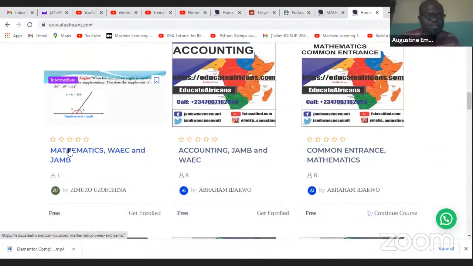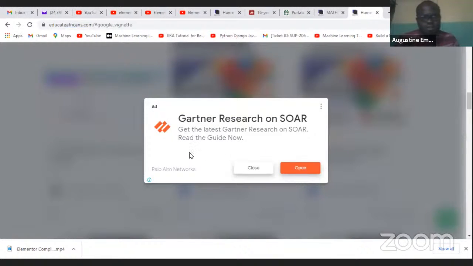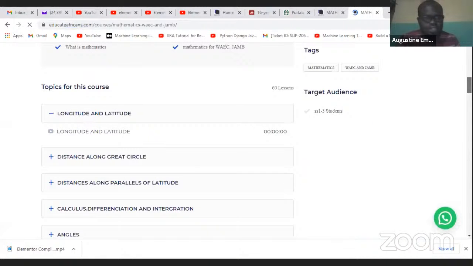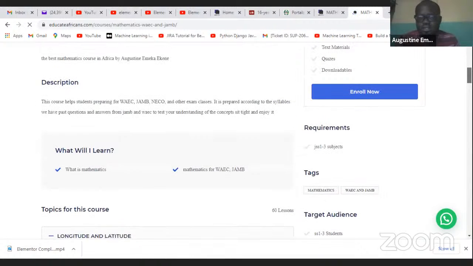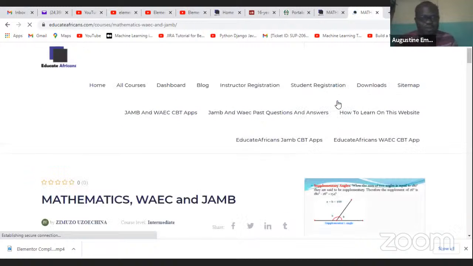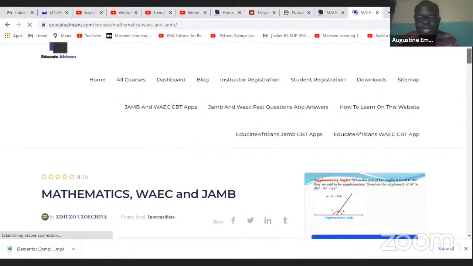Please, this is the mathematics we are using now, this very first one. Take notes. That is what we are using now, okay? I'm going to scroll down. This one starts with longitude and latitude. That is what we're going to be looking at today.